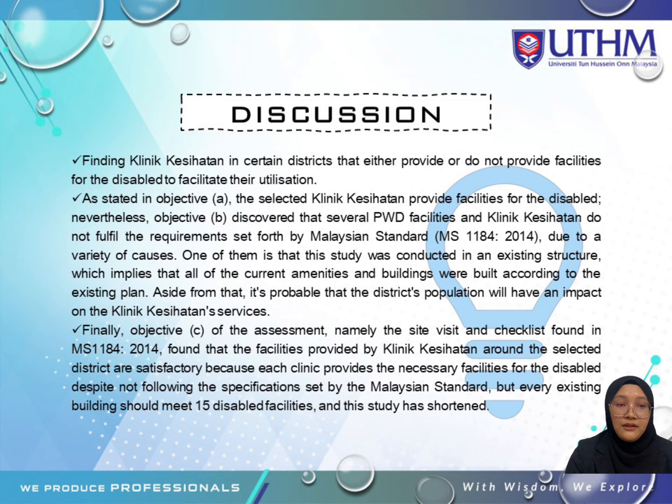Lastly is objective C, an assessment, namely site visit and the checklist found in MS 1184. The facilities provided by klinik kesihatan around the selected districts are satisfactory because each clinic provides the necessary facilities for the disabled, despite not following the specifications set by the Malaysian Standard. But every existing building should meet 15 disabled facilities, and this study only looked at 8 facilities.